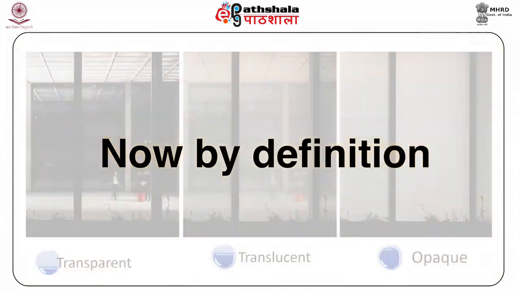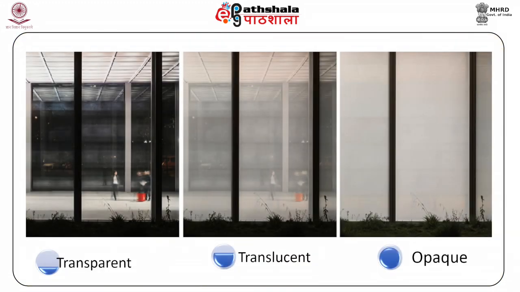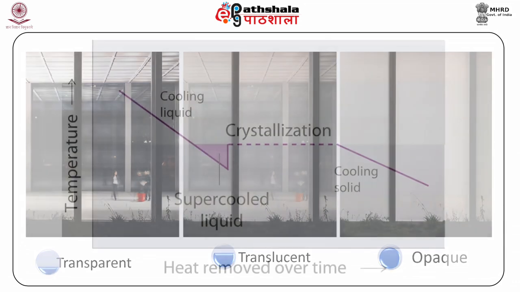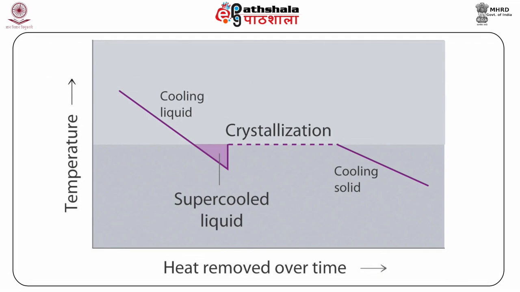Now, by definition, glass is an amorphous, hard, brittle substance which is usually transparent but translucent and also opaque at times. It is formed by the fusion of one or more oxides, like that of silica, boric oxide, phosphoric oxide, and some metallic oxide, followed by rapid cooling of the fused material to prevent crystallization of the components involved. In other words, glass can be considered as a supercooled liquid of extremely high viscosity.